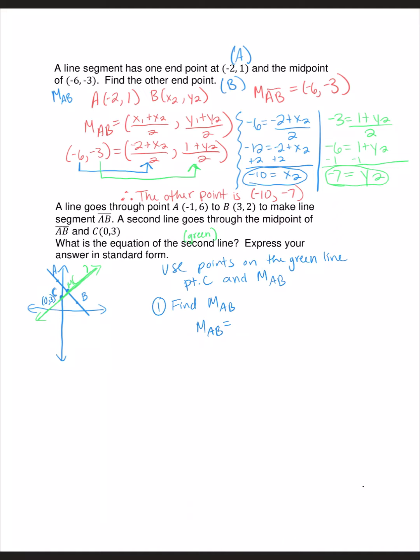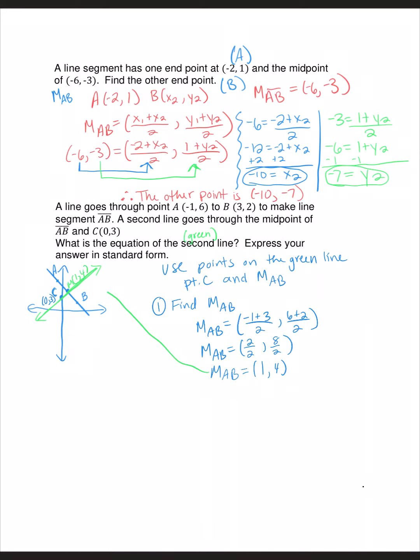The midpoint of AB is going to be averaging those x values and y values from AB. So my x values from A and B are -1 plus 3 divided by 2. And then my y values are 6 plus 2 divided by 2. So the midpoint is going to be 2 over 2 and 8 over 2. So finally, that midpoint is going to be (1, 4). Okay, so we have some information now about this point. This midpoint here is (1, 4).